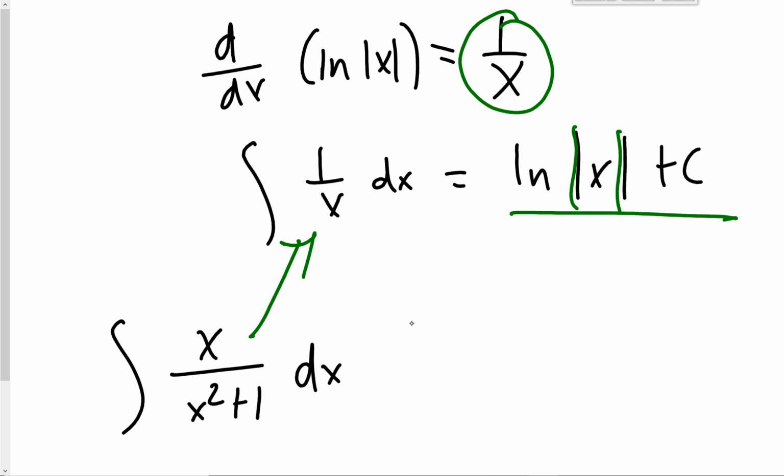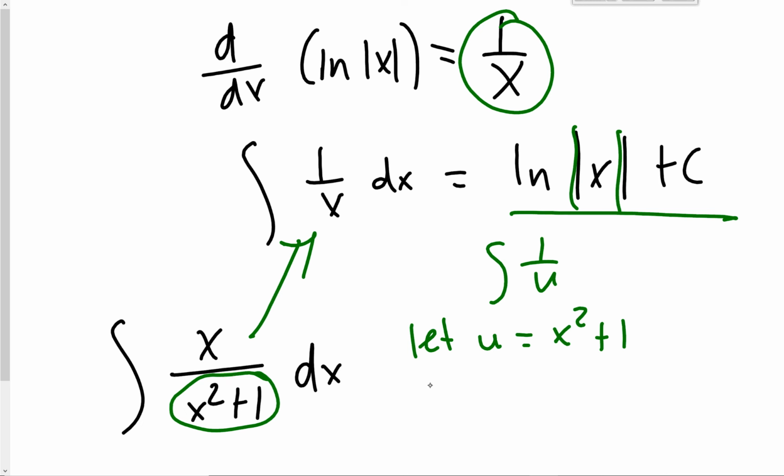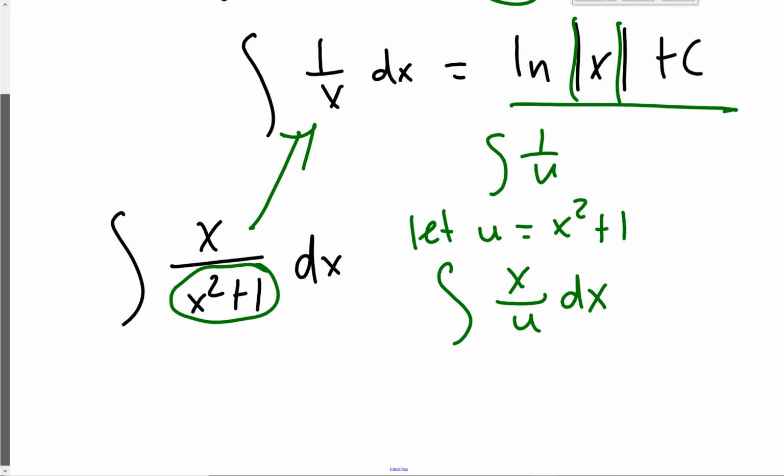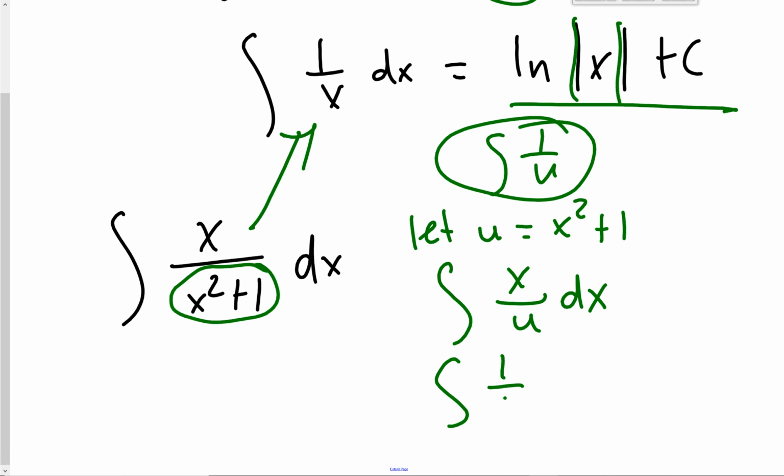So I'm going to have to let u equal something where I get 1 over x. So that means what I have to get here, since I'm using u, is something like this, 1 over u. So I usually typically let u equal the bottom. Okay, and then always substitute it directly in. x over u dx. Now rewrite this so it looks like this: 1 over u, and then that would be times x dx.